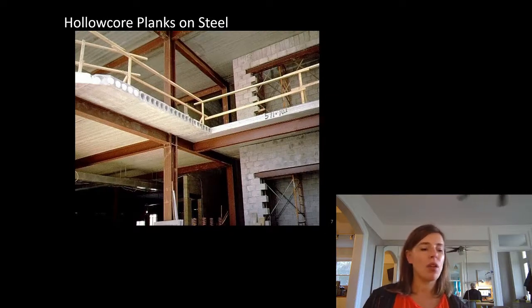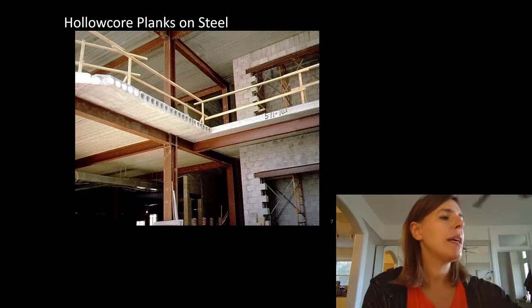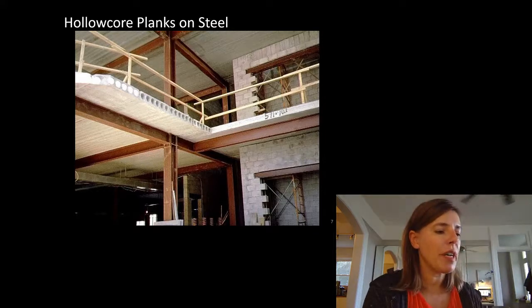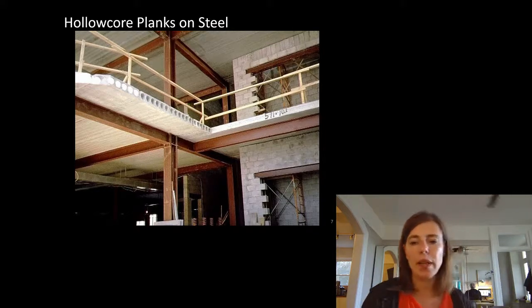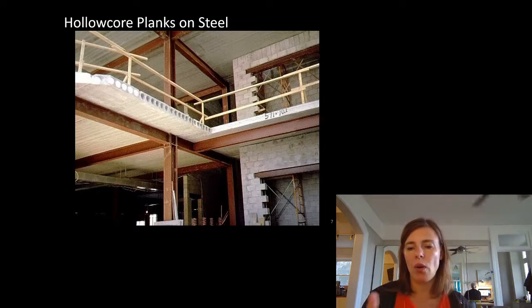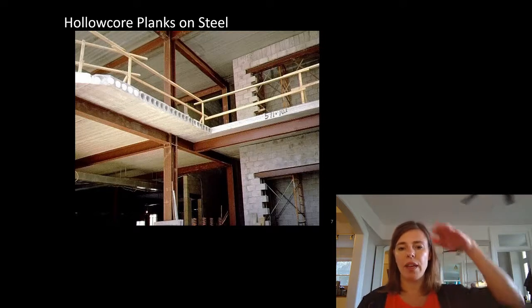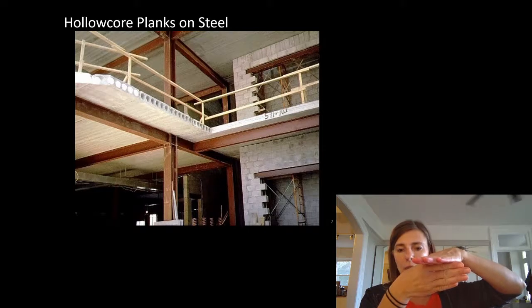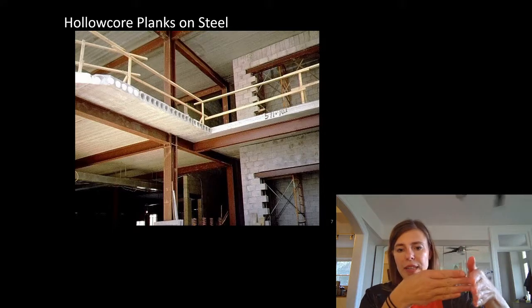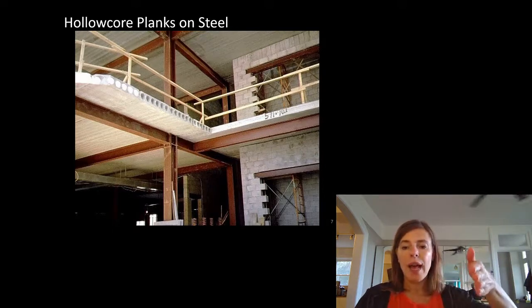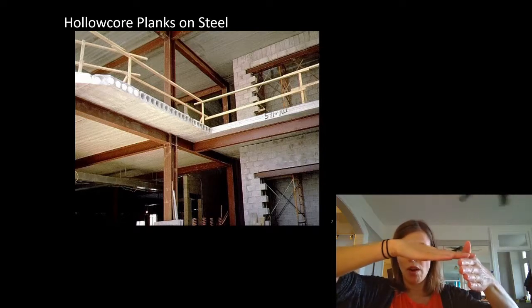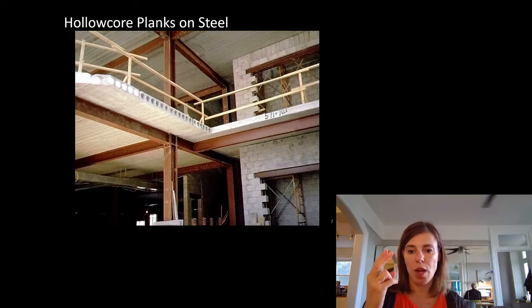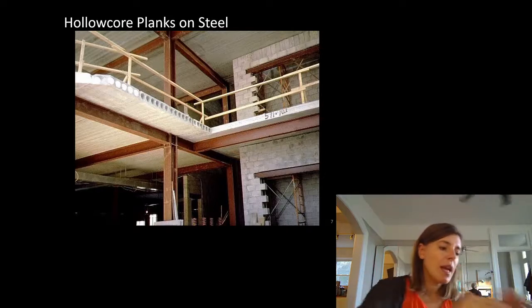Hollow core planks on steel. Again, this one is concrete on steel, which is often the way it's built. And the hollow core is eliminating both the purlins and the metal deck, or concrete on metal deck. So instead of having concrete on metal deck spanning from purlin to purlin, which then spans to a beam, we now have our beams with our hollow core. So the hollow core is doing the job of two things now.